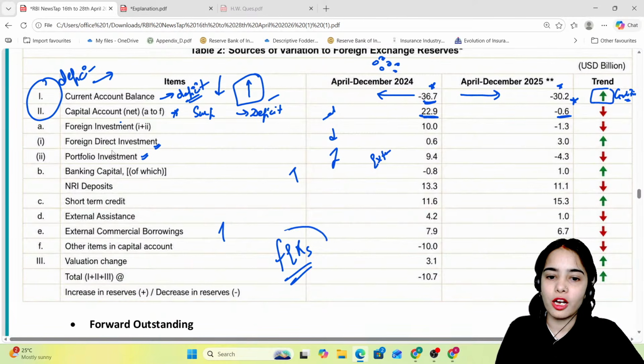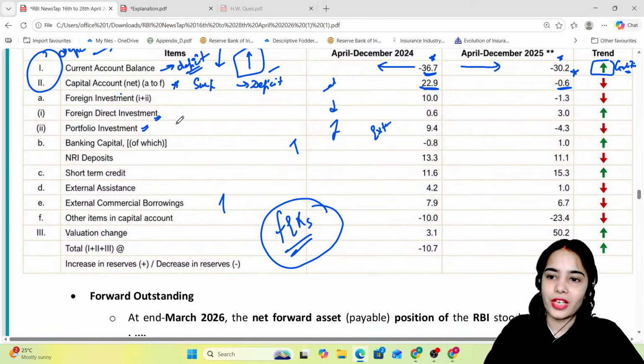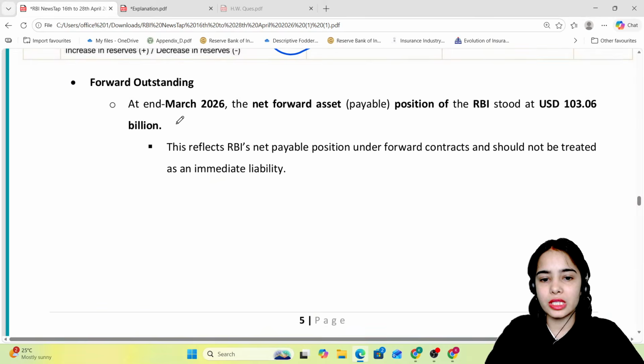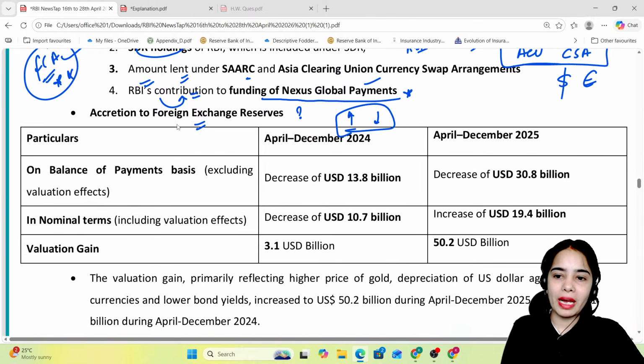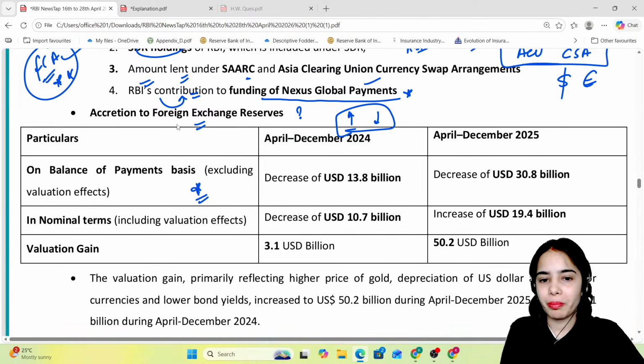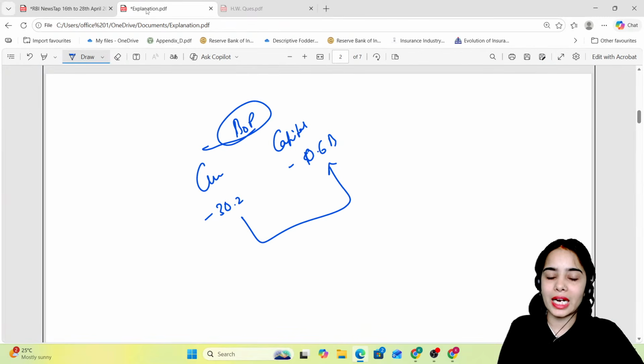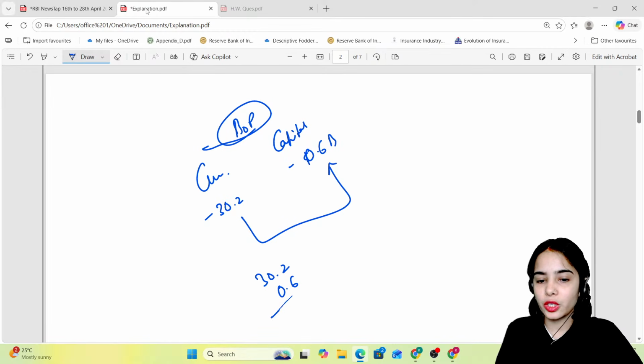So that is the idea. We have to pay more than what we are getting. On the balance of payment basis, from April to December 2025, there is a decrease in the foreign exchange reserves by $30.8 billion. You can see that the current account is in deficit of $30.2 billion and the capital account is in deficit of $0.6 billion. So that means $30.8 billion.